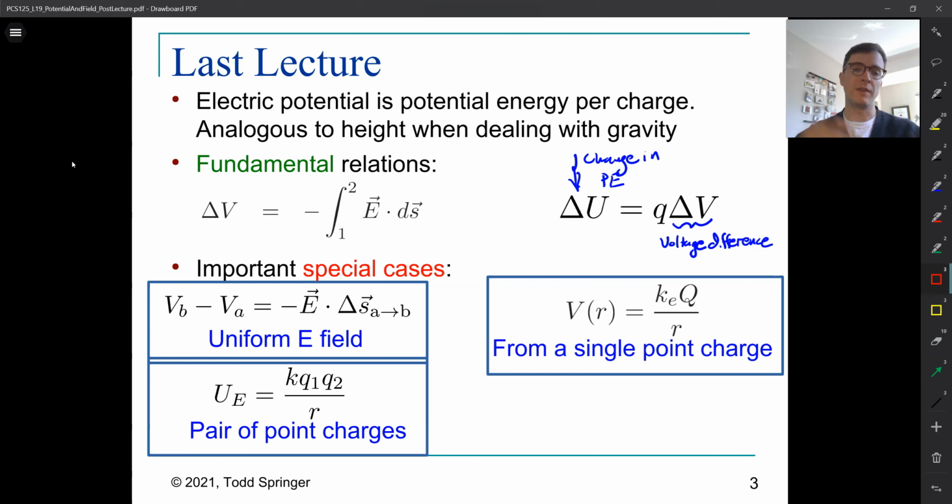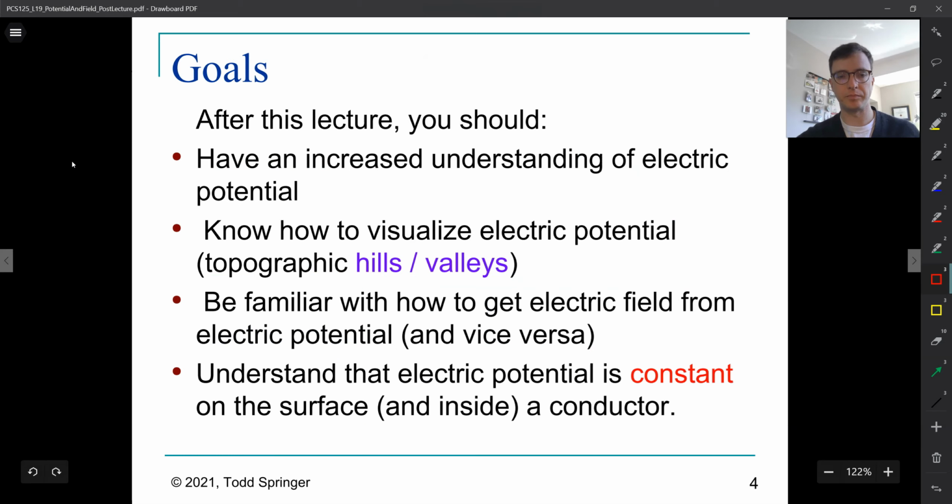And then what if you have 2 point charges? They have an electric potential energy, which is the third equation on the bottom there. KQ1 Q2 over R looks a lot like the gravitational potential energy between 2 masses, G m1 m2 over R with a minus sign. Okay, so those are some special cases. This is a kind of review of what we've done so far.